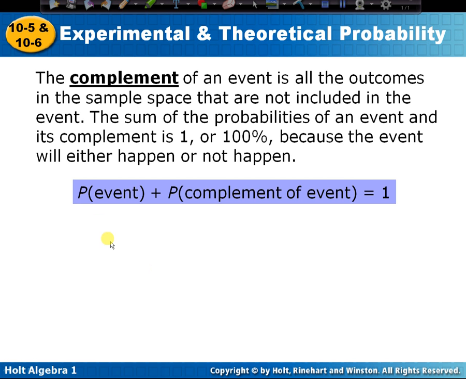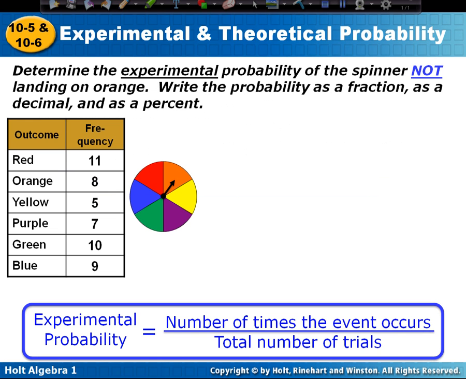So this is what we want to see happen, like spinning orange on the spinner, and this is spinning anything other than orange. So let's look at that. We're determining the experimental probability of the spinner not landing on orange, so anything other than orange. And we're going to write the probability as a fraction, as a decimal, and as a percent.